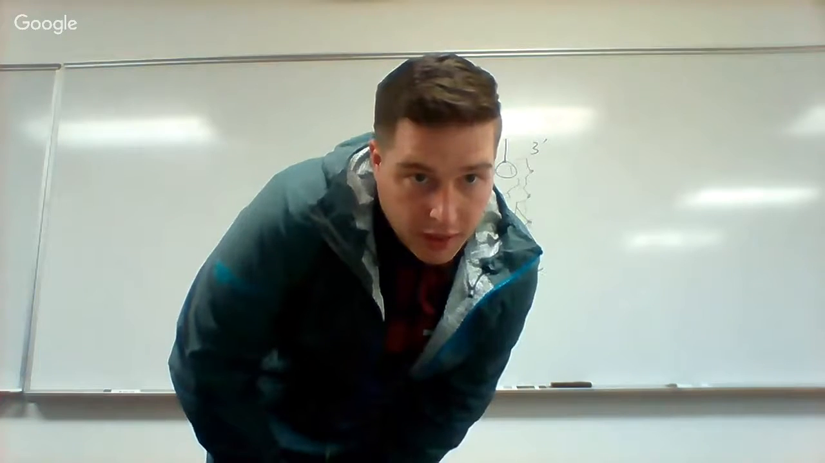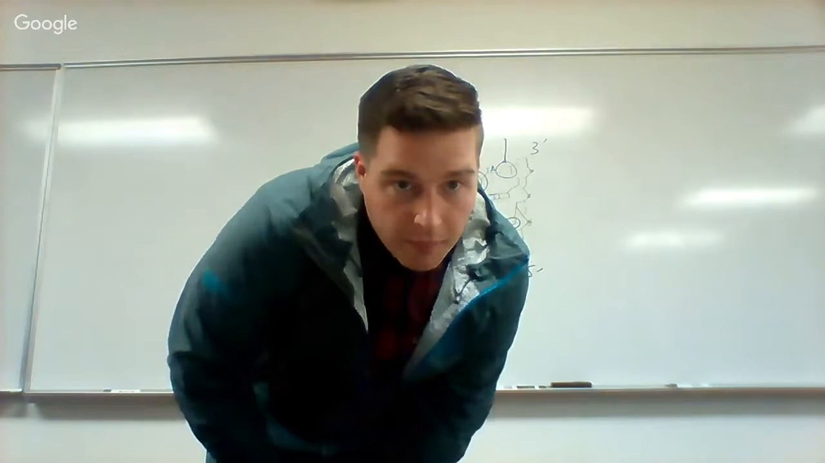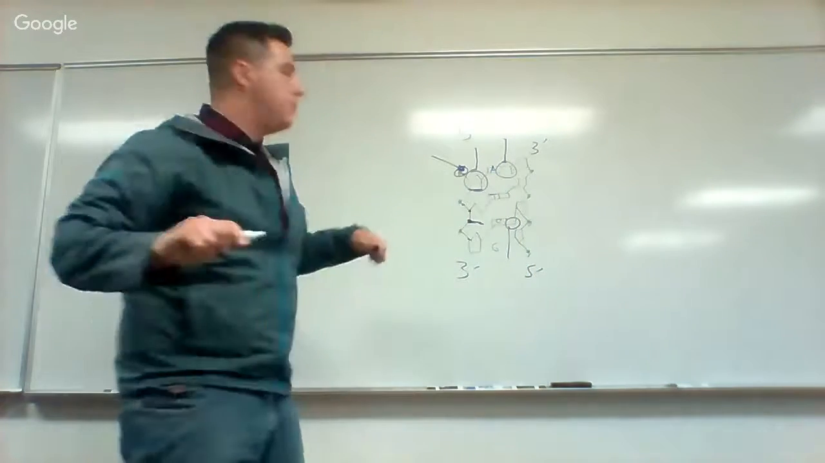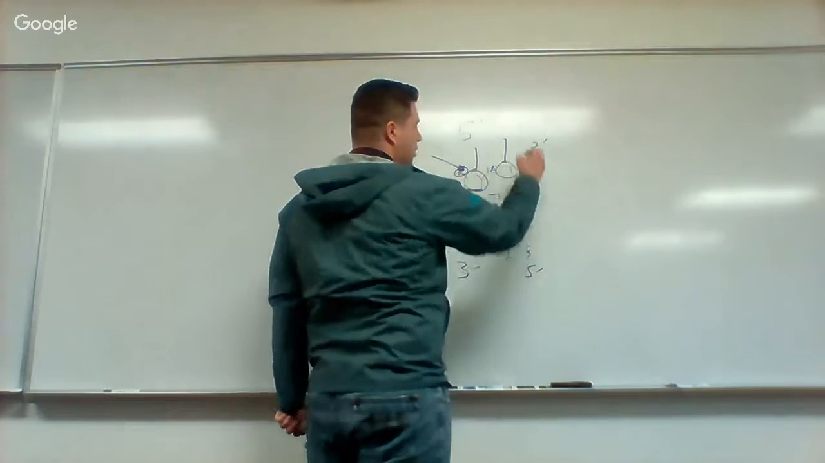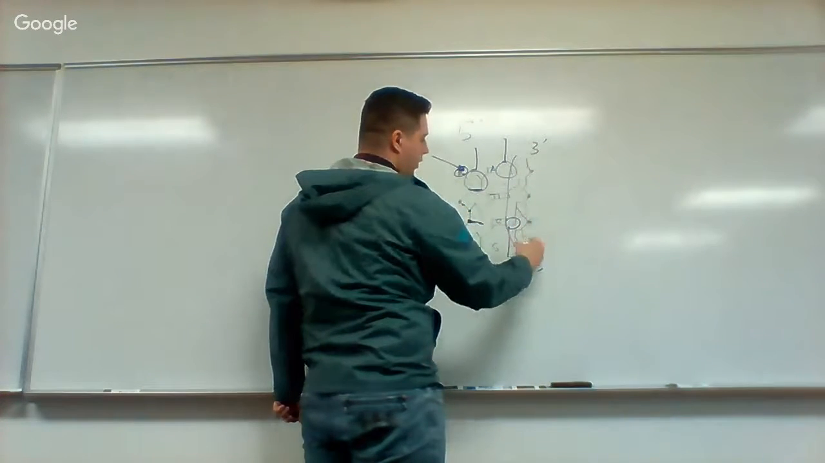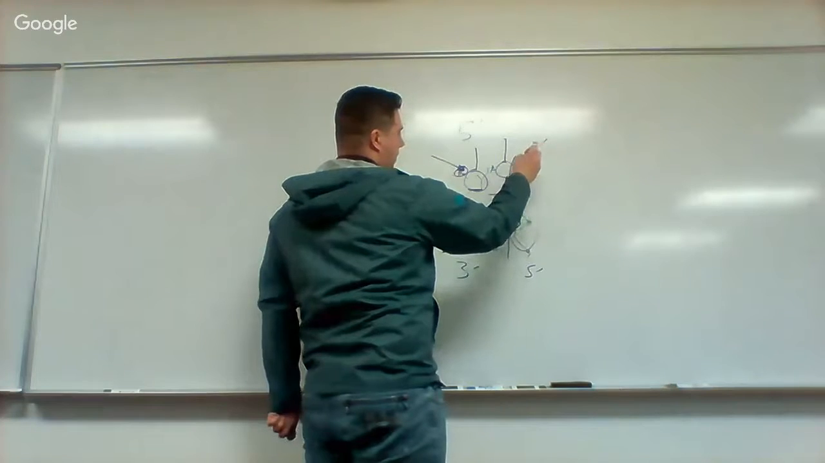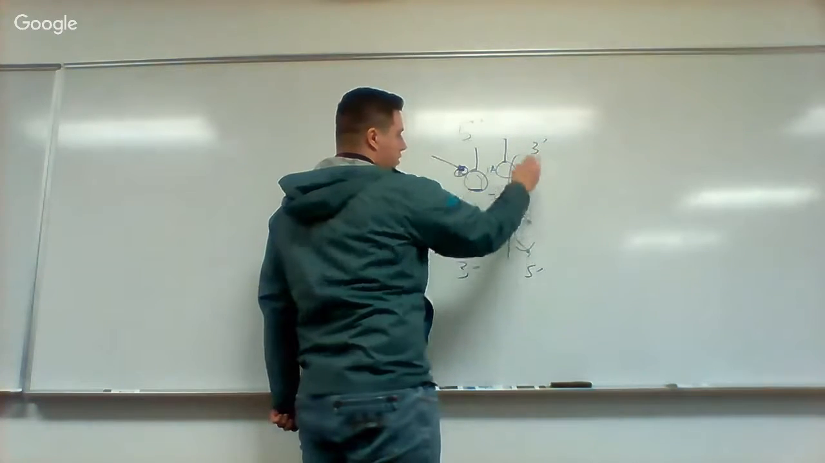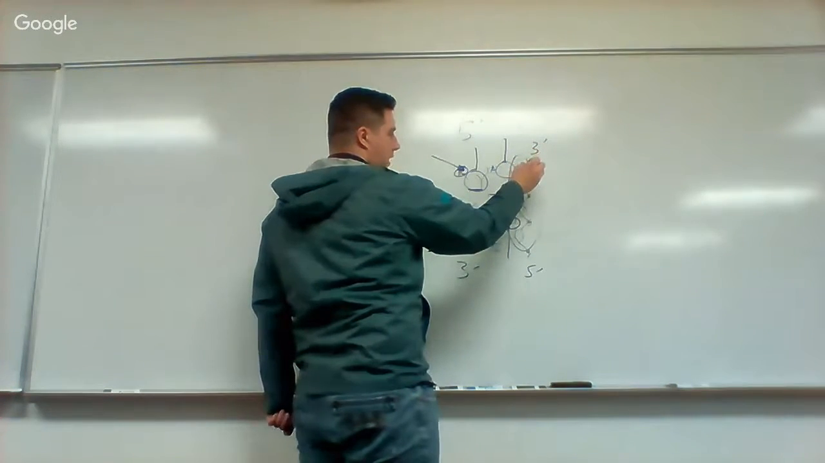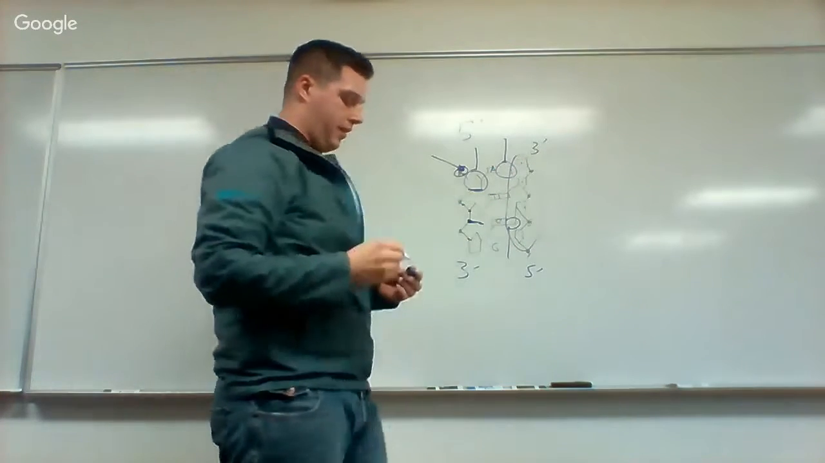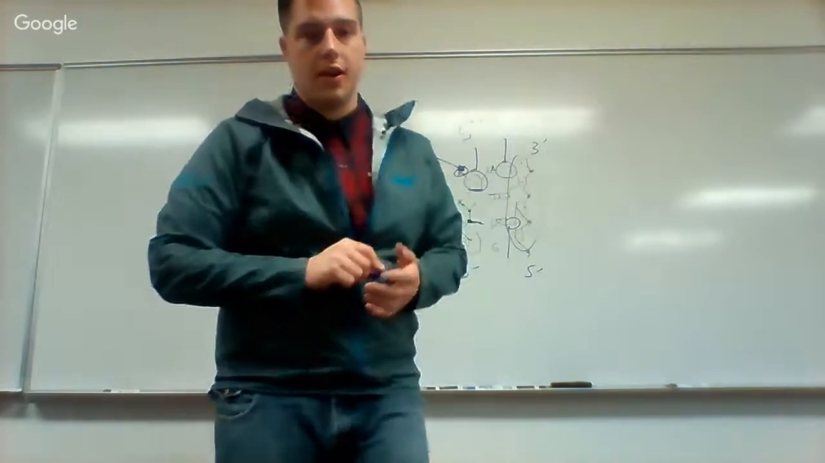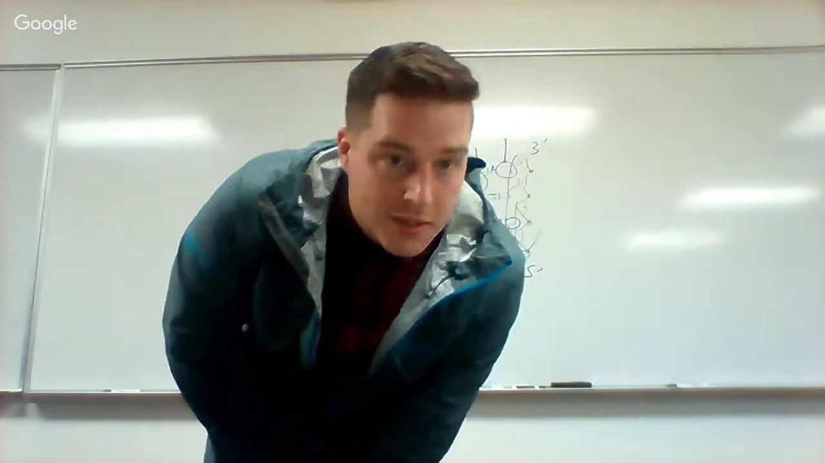Next, it asks what portion of the molecule is considered to be the backbone. So it would just be everything over here. We'd have this and this and this and this and this. So it would be the deoxyribose and the phosphate groups. Sorry, not the phosphorus, phosphate groups.